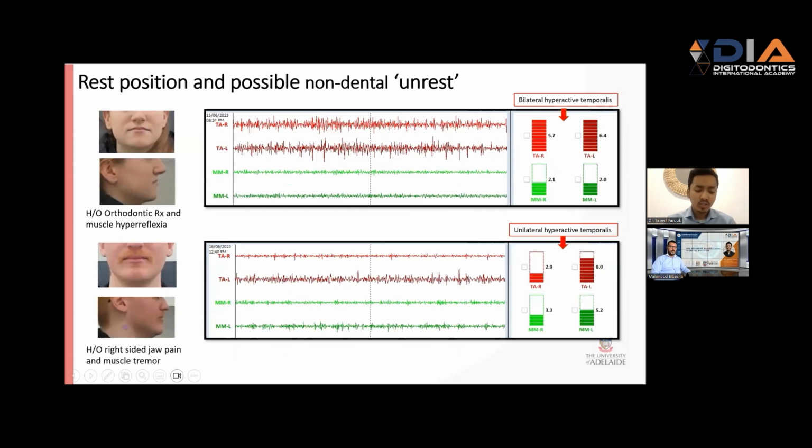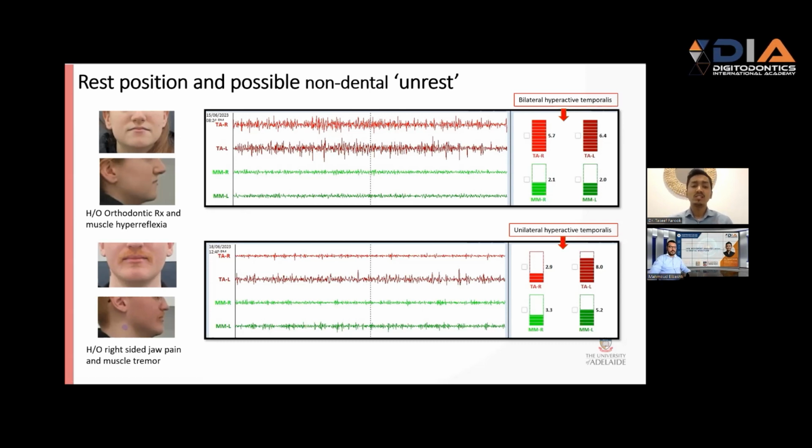And if we're talking about rest positions and synergy, there are non-dental causes that relate to unrest. Sometimes we attribute this to white coat hypertension, but sometimes the patient has a medical condition. For the first patient, they had muscle hyperreflexia, and the second patient was under methamphetamine treatment for the treatment of ADHD. Now, for them, their muscles are almost always active. You can never find them at rest.